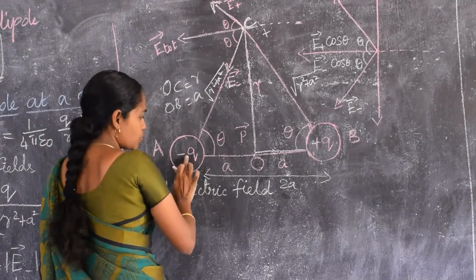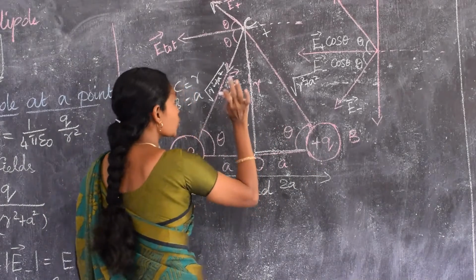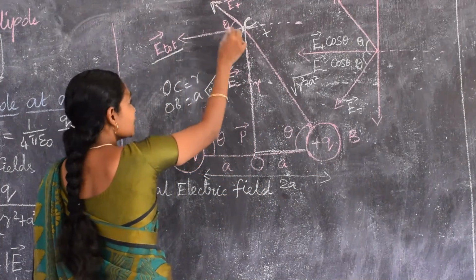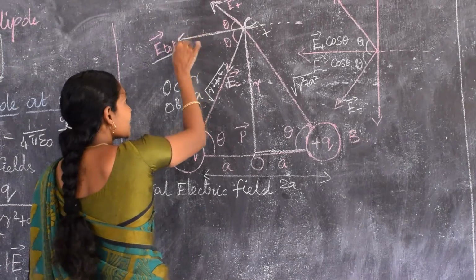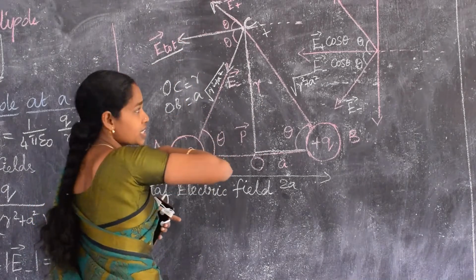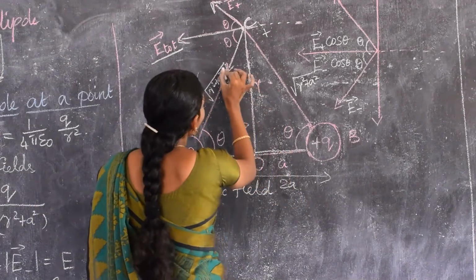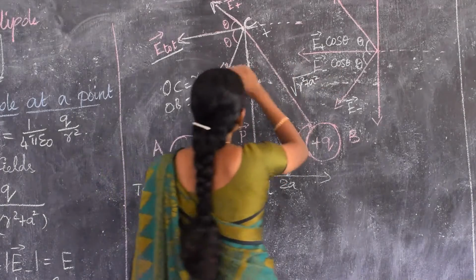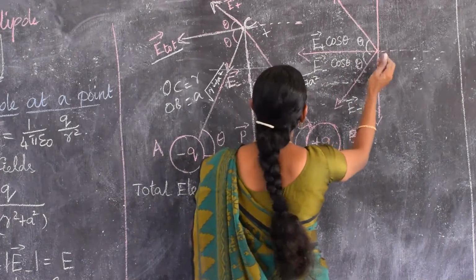Electric dipole direction, if you see, is from negative to positive. But the resultant we get, what is its direction with respect to the electric dipole? It is in the opposite direction. Here I draw this portion separately.